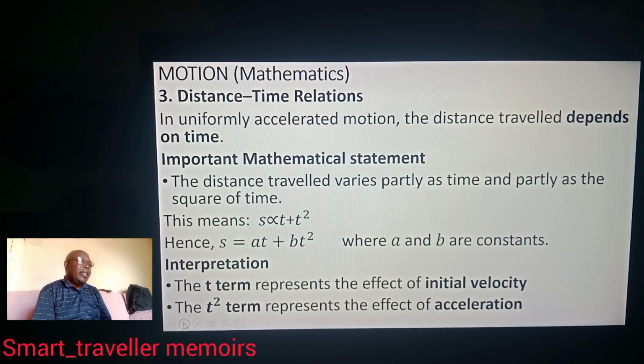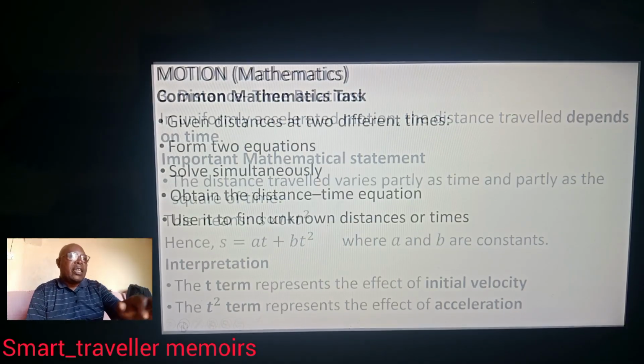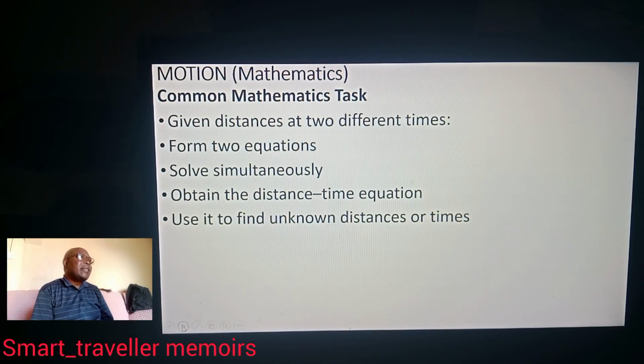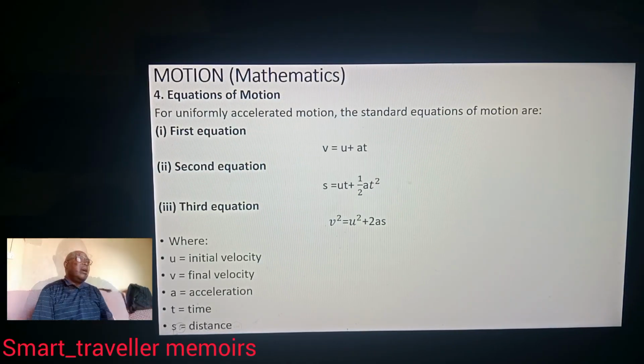And the interpretation is the t term represents the effect of initial velocity, while the t² term represents the effect of acceleration. Common mathematics tasks. Given distances at two different times, form two equations, solve simultaneously, obtain the distance-time equation, use it to find unknown distances or times.